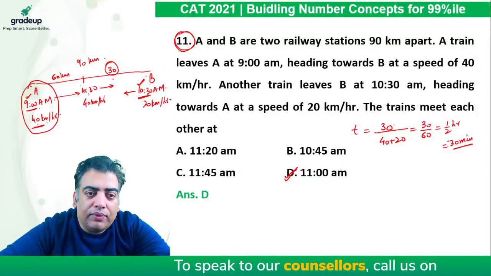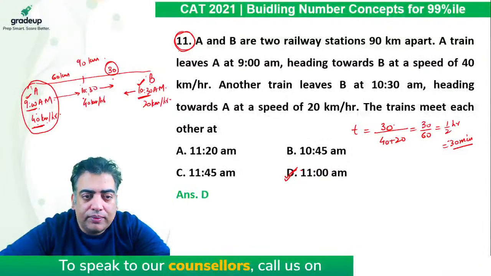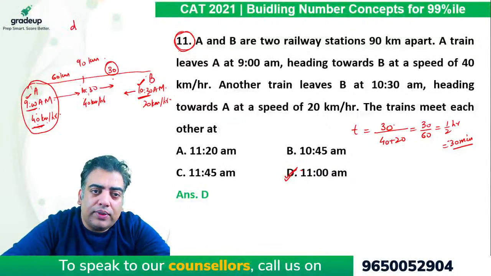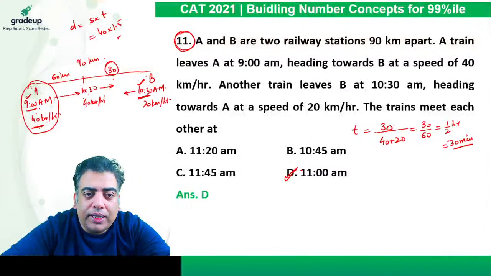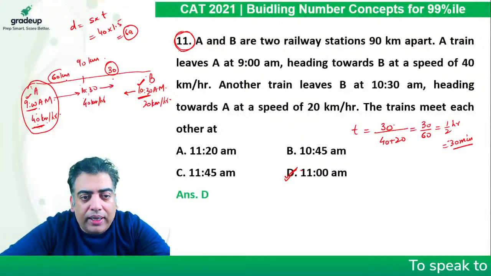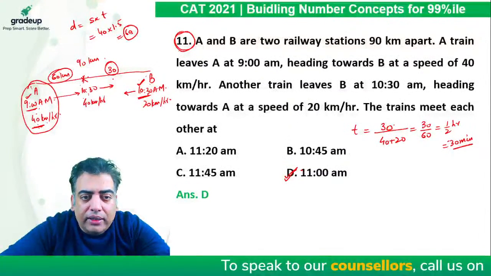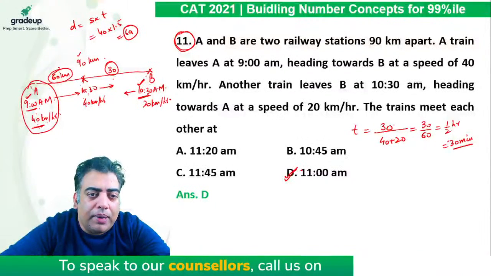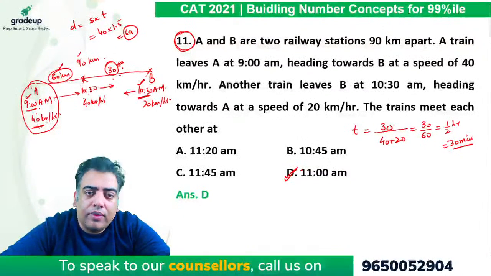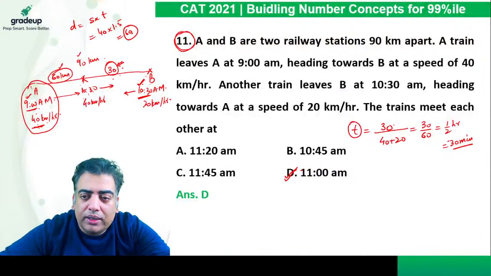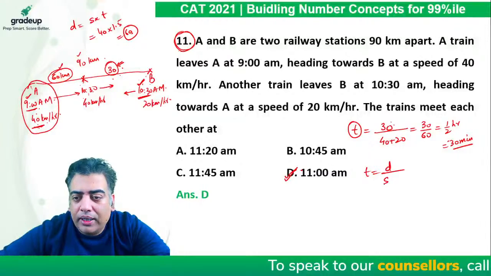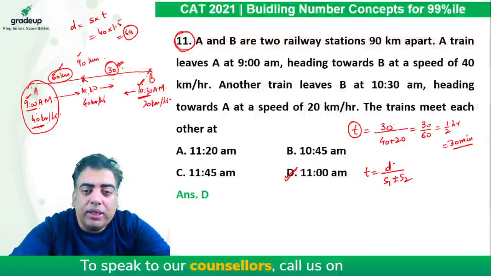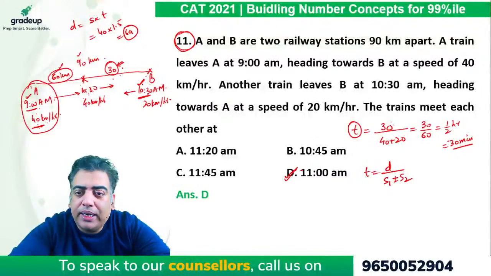तो मैंने पहले देख लिया 1.5 hours में ये कहाँ तक पहुंचेगी. At the speed of 40, distance covered is speed into time. So 40 into 1.5 comes out to be 60. So that's why it covered 60 kilometers, and at 10:30 the distance between them will be 90 minus 60, which is 30. And at 10:30, because both of them are moving, time taken by them to meet after 10:30 will be distance between them divided by relative speed. So when both the trains are moving in opposite direction, speeds are to be added.